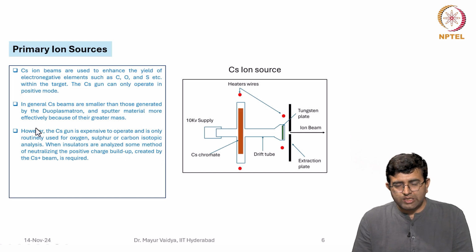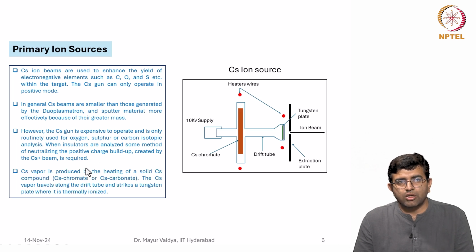is required. So, as I said in the previous slide, usually for the insulating material, O minus ions are preferred. This is done, as I already told you, by heating the solid cesium compound, and these vapors travel along the drift tube. This is the drift tube, and strike the tungsten plate where it is thermally ionized.